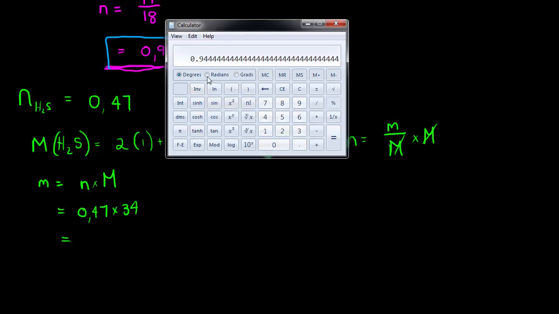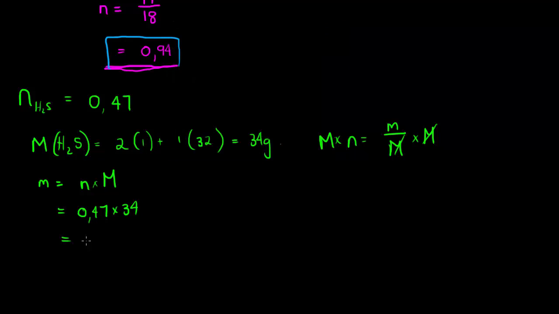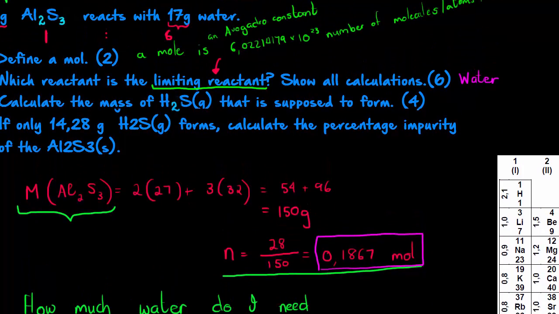Okay, this was what I had before. If I divide this by 2 and I multiply the whole thing by 34, I get a total of 16.06 grams. That is the amount of the product that is being formed, H2S.